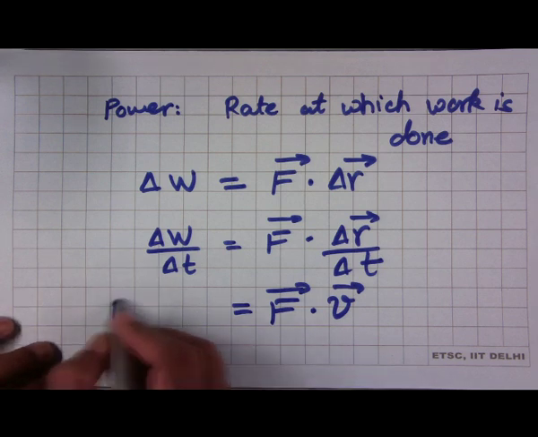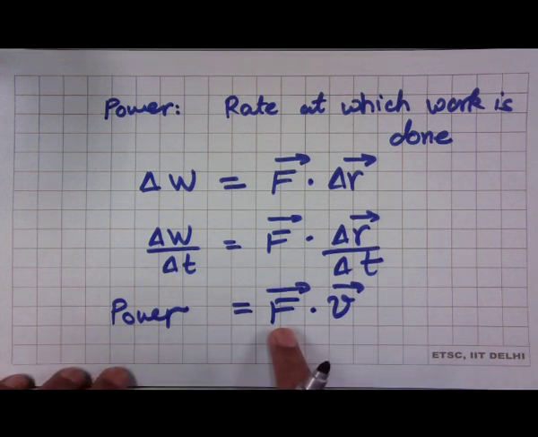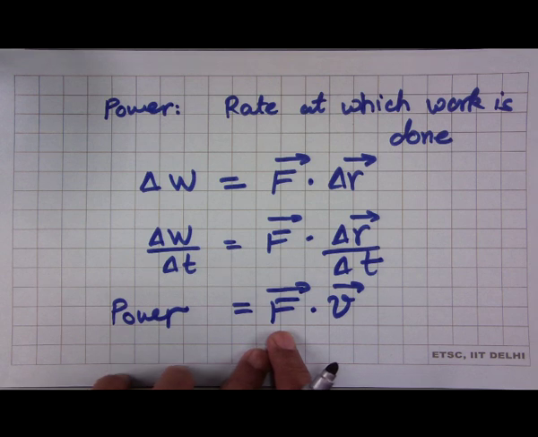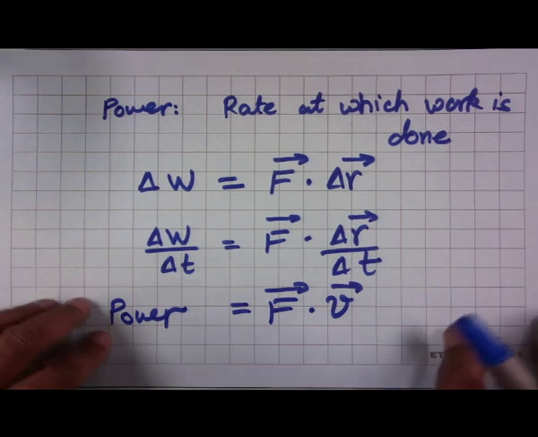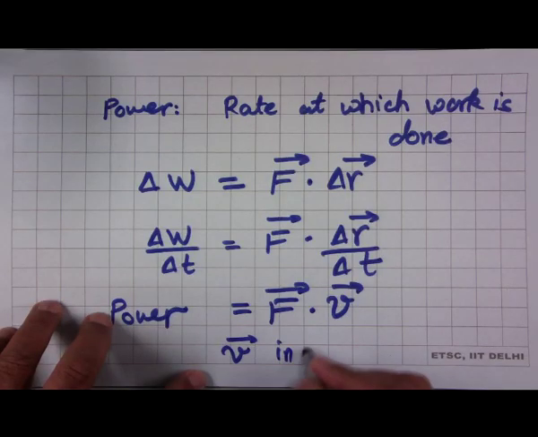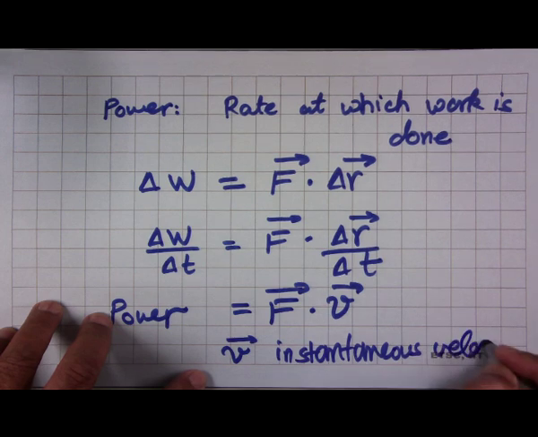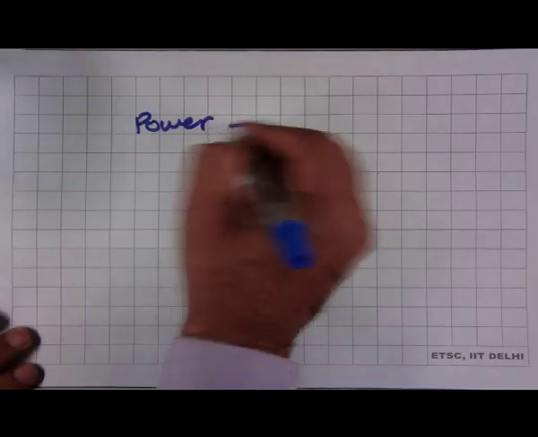So, this is what we term as power, and sometimes this is also called the instantaneous power, because at time t when the force F is being applied and the velocity of the particle is V, then because of this force F, the power will be F dotted with V, where V is the instantaneous velocity of the particle.